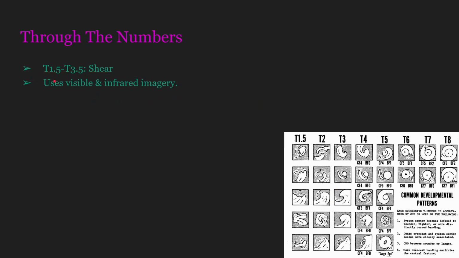Now T 1.5 to 3.5 is shear. This one also uses visible and infrared imagery. What we are seeing with a shear cloud pattern is that the thunderstorms are pretty off-center and pretty lopsided. So it would be something like T 1.5 right here. It could also be something like this T3, maybe even the T4 right here.